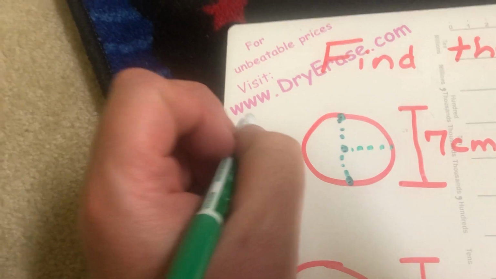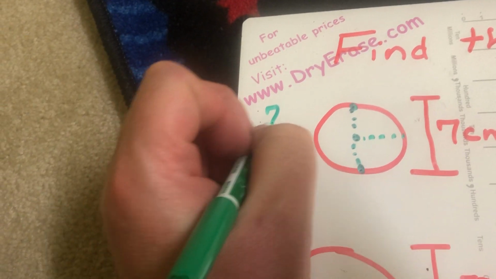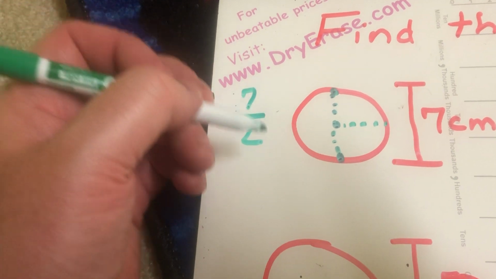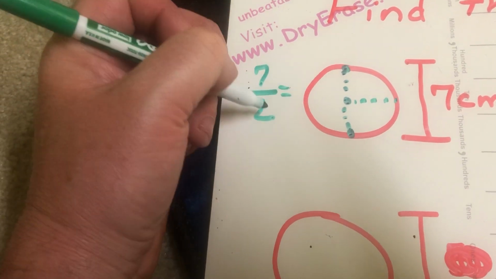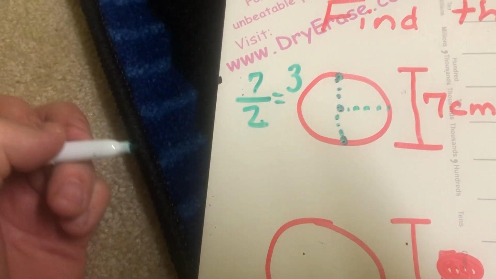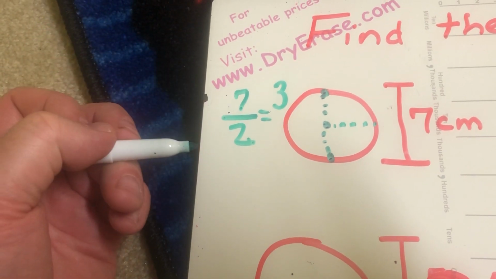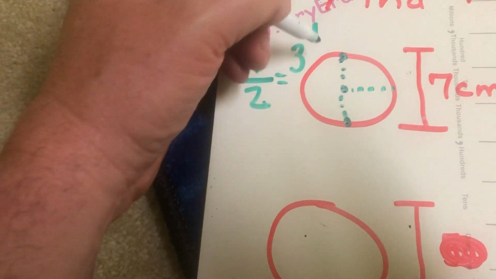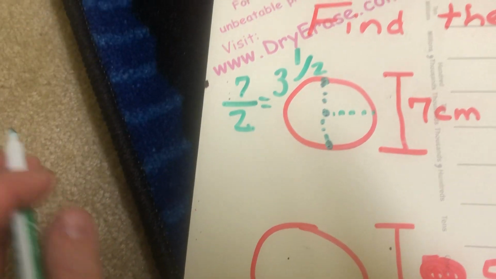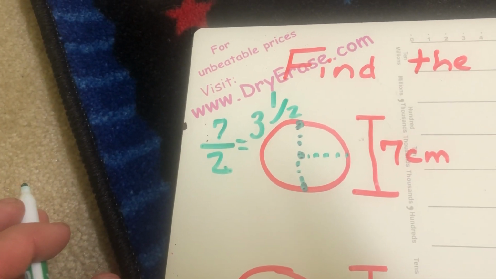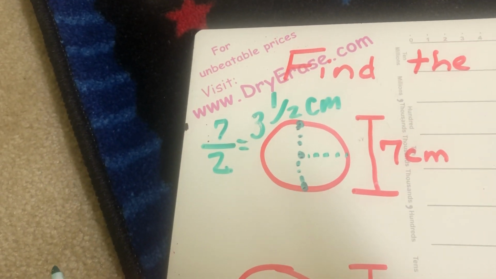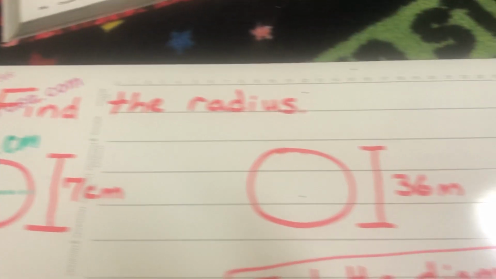Well, with a number like 7, I would just turn that into a fraction, 7 over 2, 7 divided by 2. Well, 2 can go into 7 3 times. If I take 2 into 7 3 times, there will be 1 left over. My denominator here is 2, so my denominator there is 2. The radius would be 3.5 centimeters. All right, moving right along.